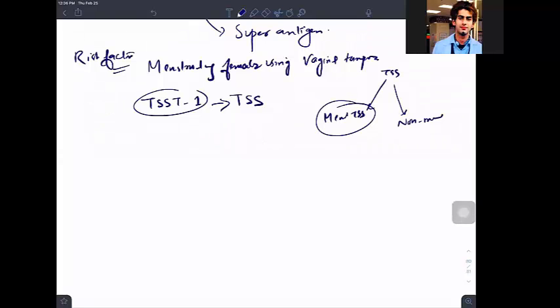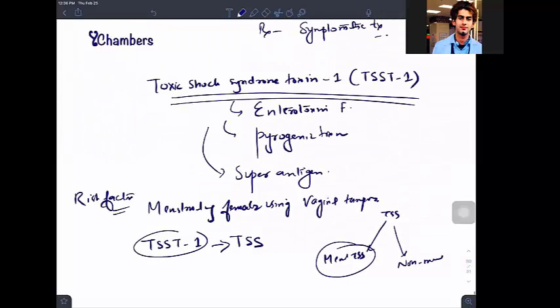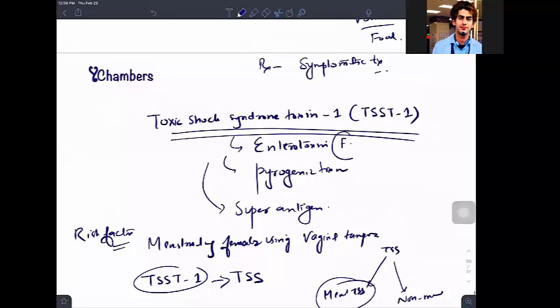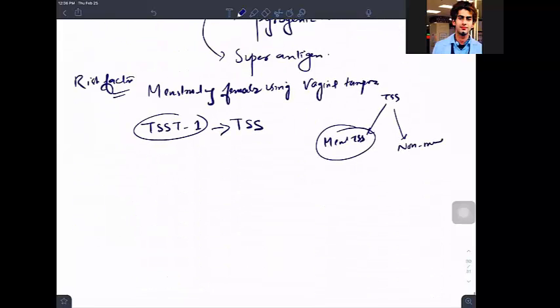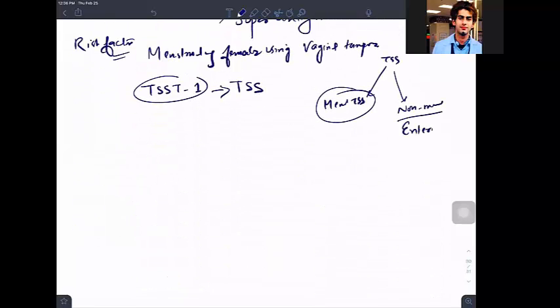Non-menstrual TSS means it is caused by some other enterotoxin. This was enterotoxin F. Non-menstrual TSS will be caused by enterotoxin B or enterotoxin C.